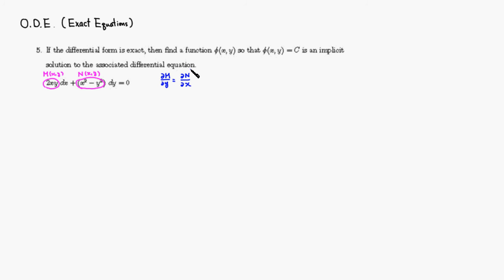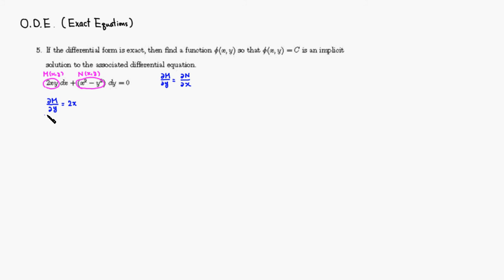All right, so let's check that. The partial derivative of M, actually with respect to y I meant. So you can see that 2x is just going to be a constant, and the partial derivative of y is 1, so it's actually just 2x.